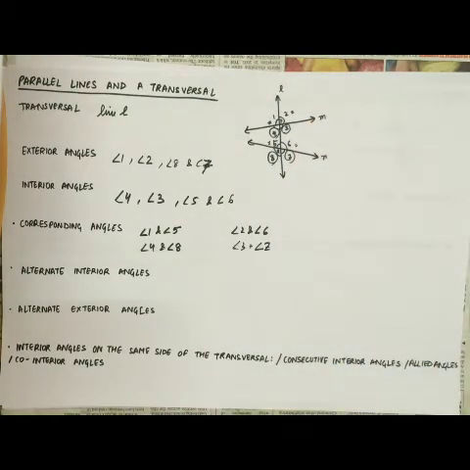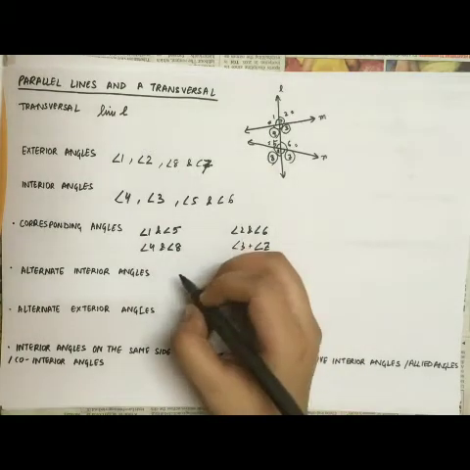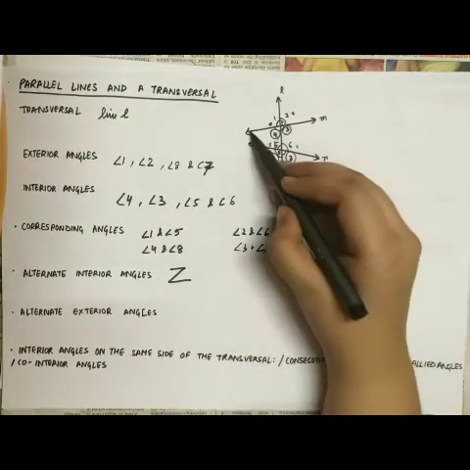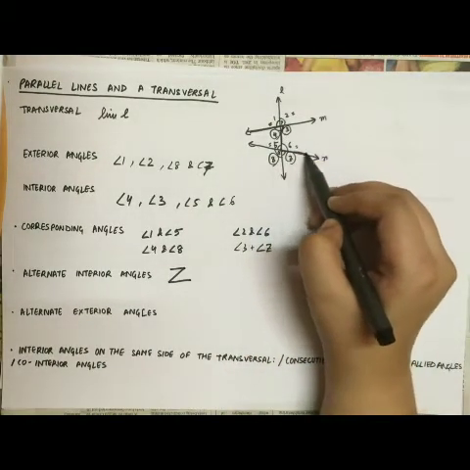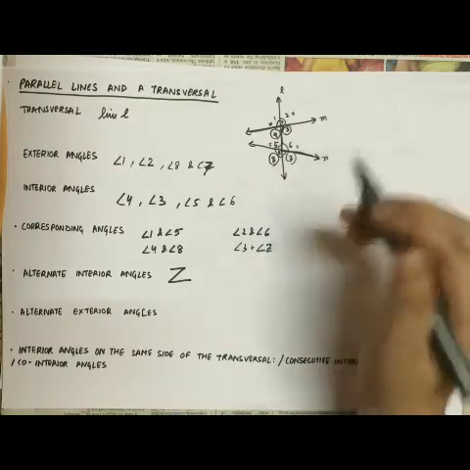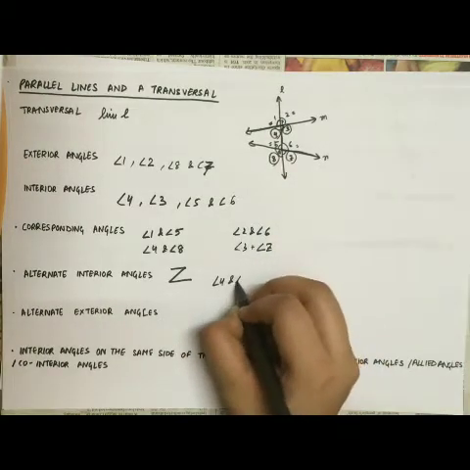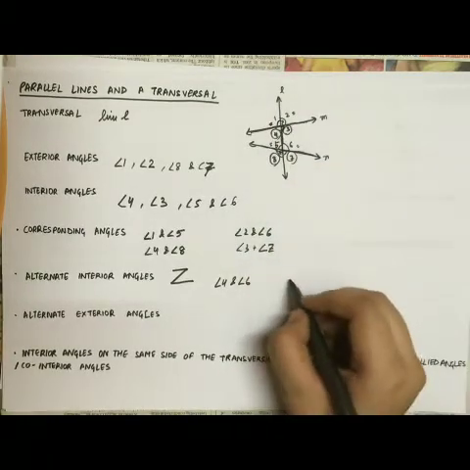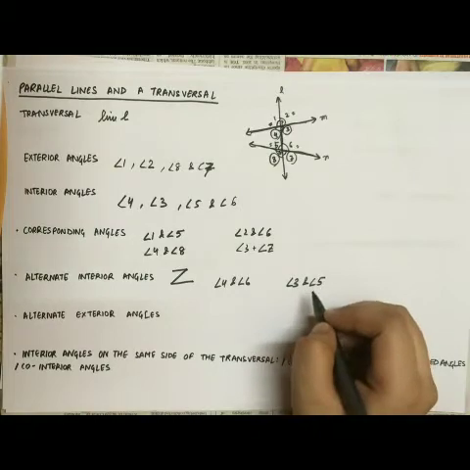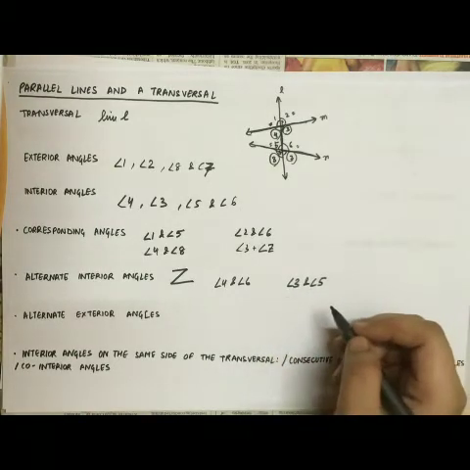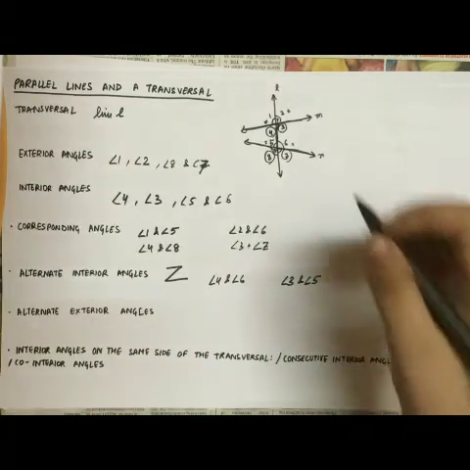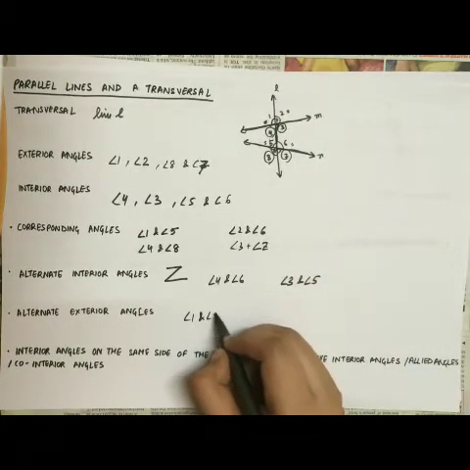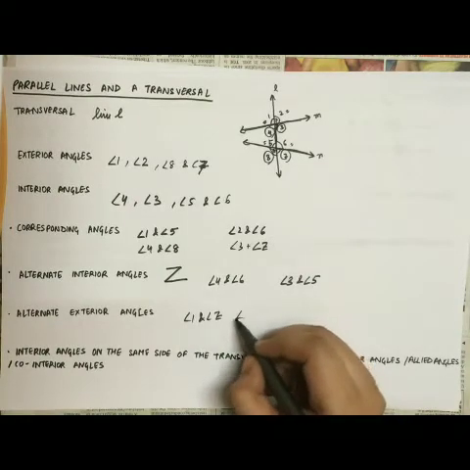Now alternate interior angles. Alternate interior angles form the shape of Z, like this. In this, alternate interior angles will be angle 4 and angle 6, and another Z which is angle 3 and angle 5. Now alternate exterior angles, which are angle 1 and angle 7, and angle 2 and angle 8.